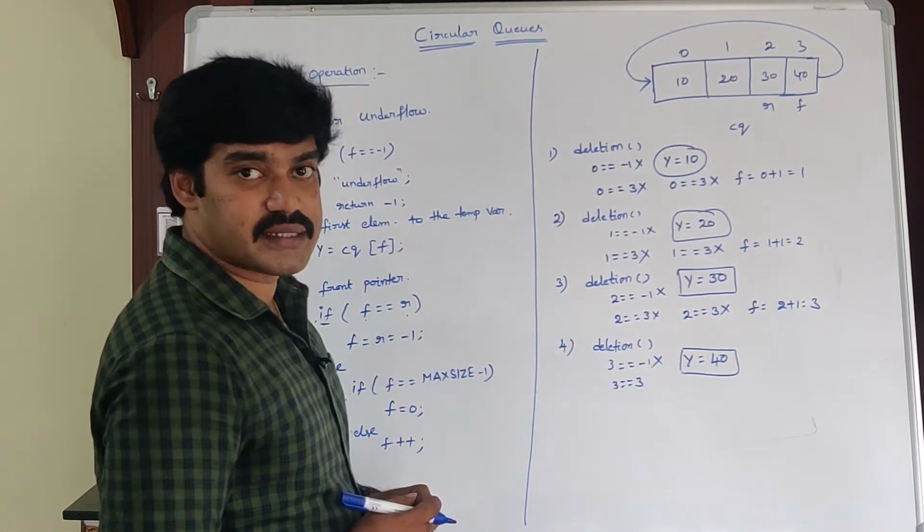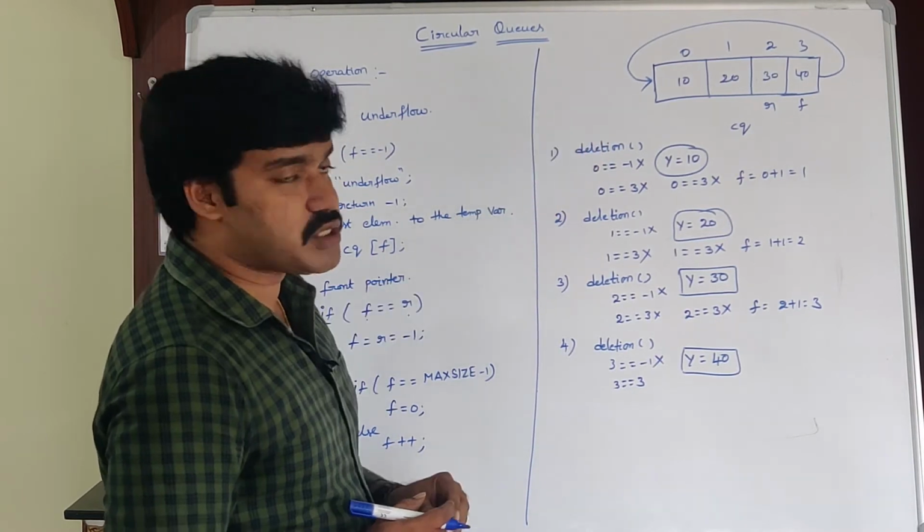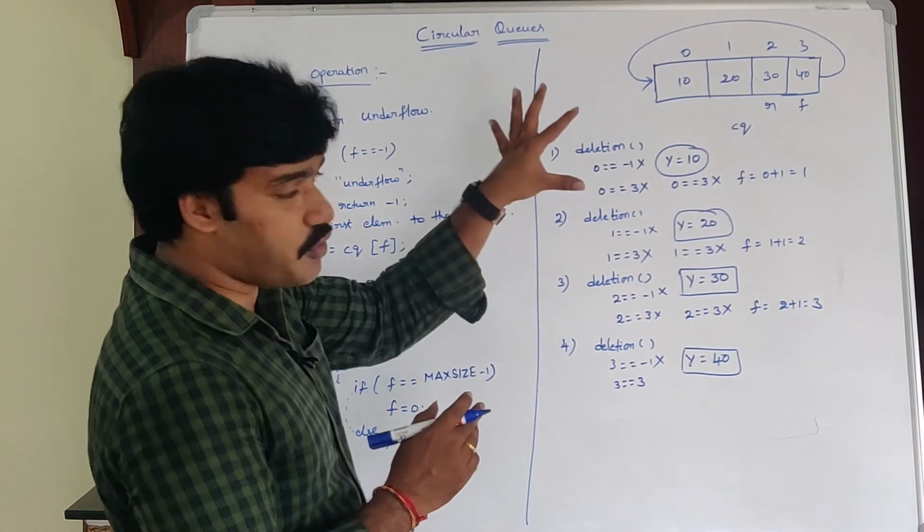Consider one more case. Assume that is our circular Q data structure. Front pointer points to the last index, rear pointer points to before last. That means our circular Q is full case.